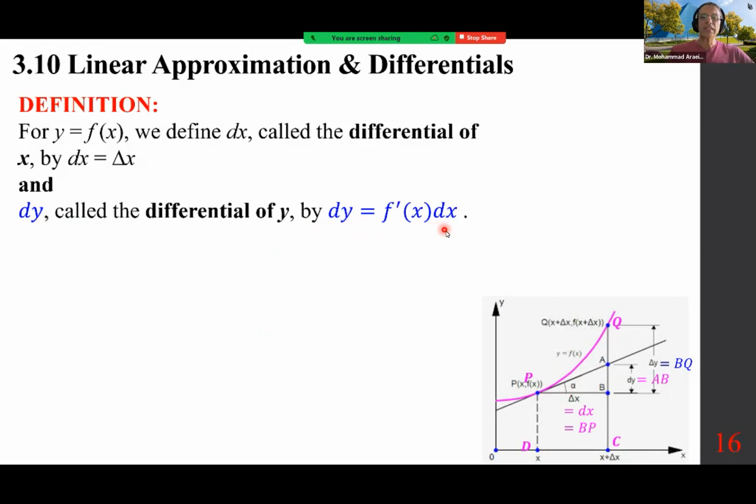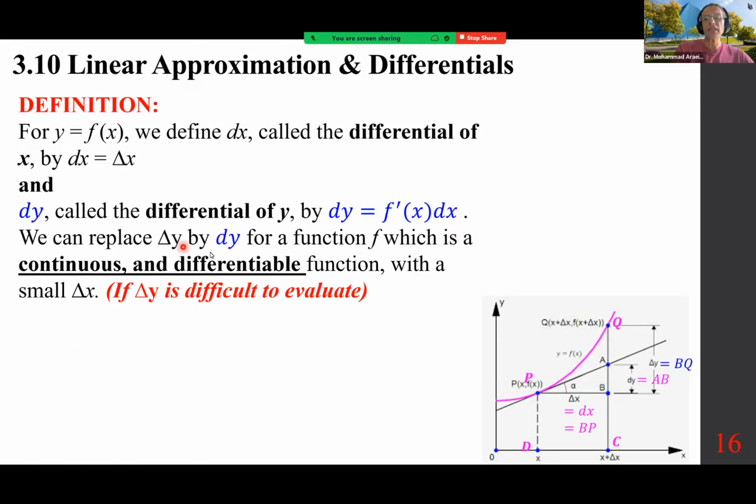Now, what is dy? When you look at this curve, the change along the y-axis for the curve, we call it delta y, which is the distance from B to Q. And if you have a tangent line at this point, this distance of AB is dy, which is equal to f prime of x dx. This is the definition.